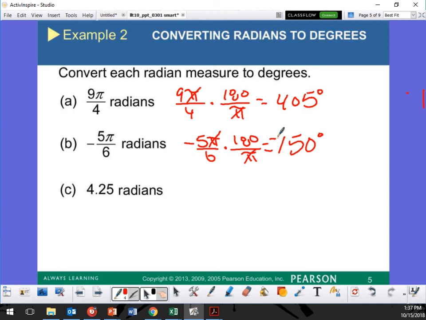All right, so let's take a look at the next one. It already has a decimal, doesn't it? So it's really not going to cancel out, is it? The pi's not going to cancel. So it's going to be 4.25 times 180 over pi. So you're going to have to actually enter that in this time because you don't have a pi to cancel out here. So you're going to end up getting a decimal out of this anyway. It looks like it's like 200 something.